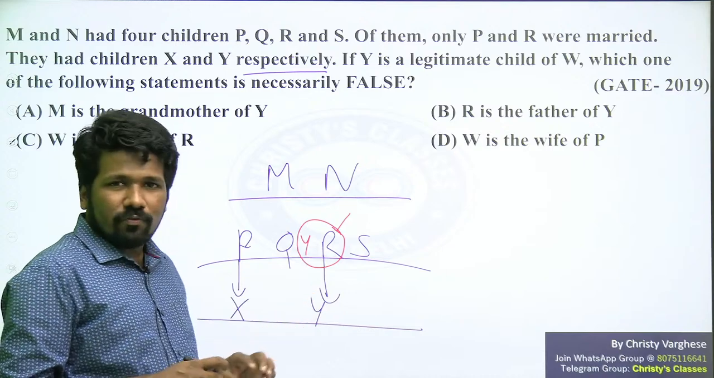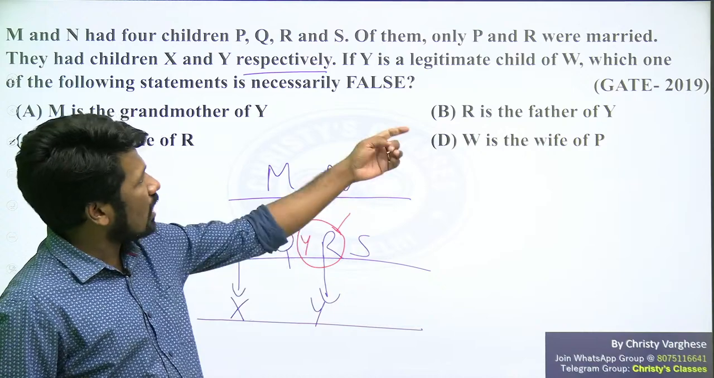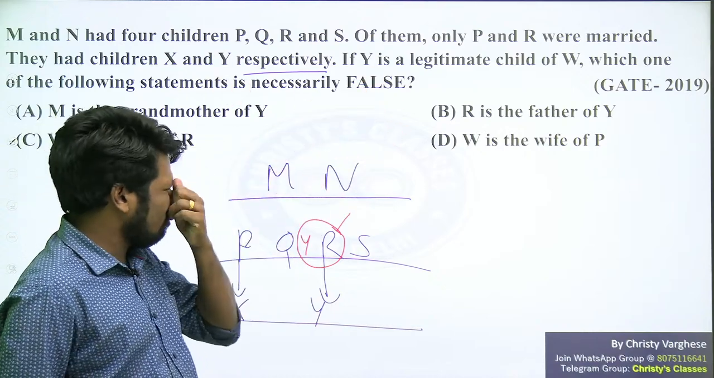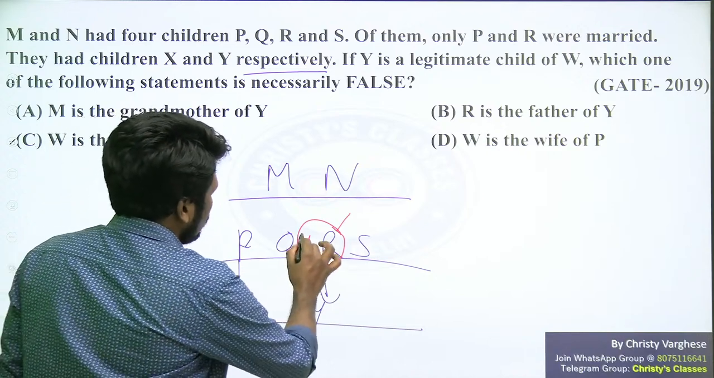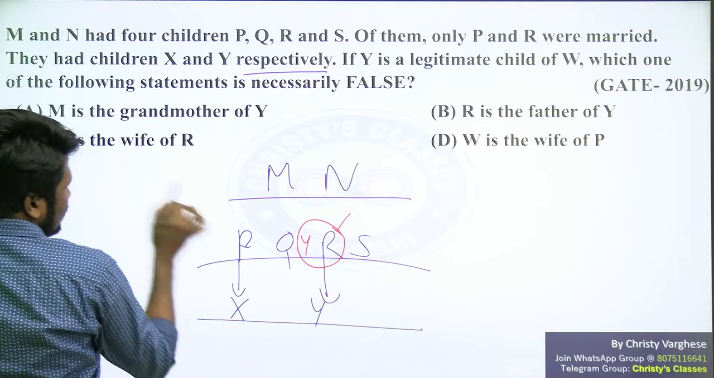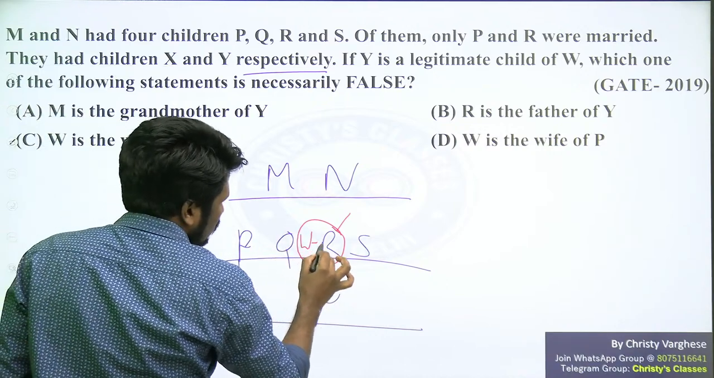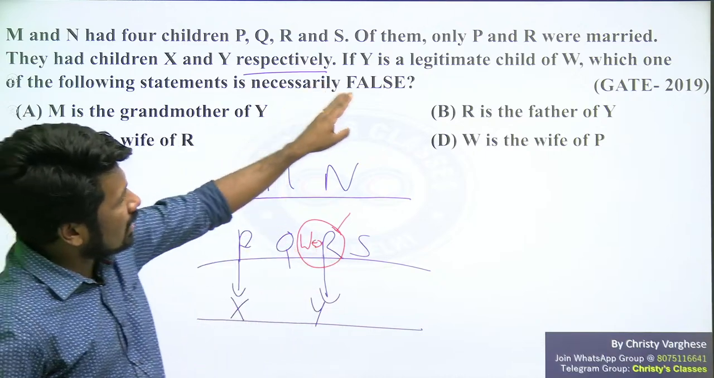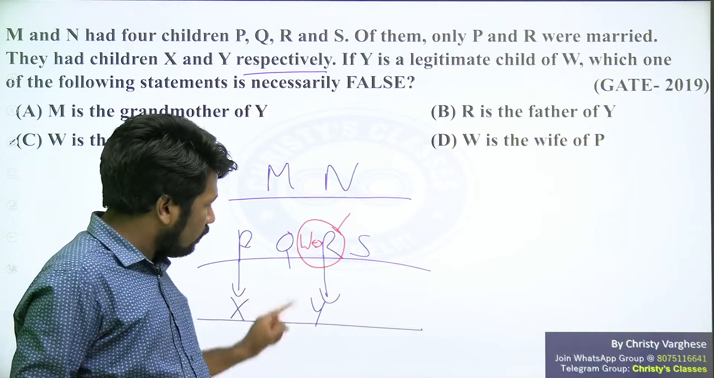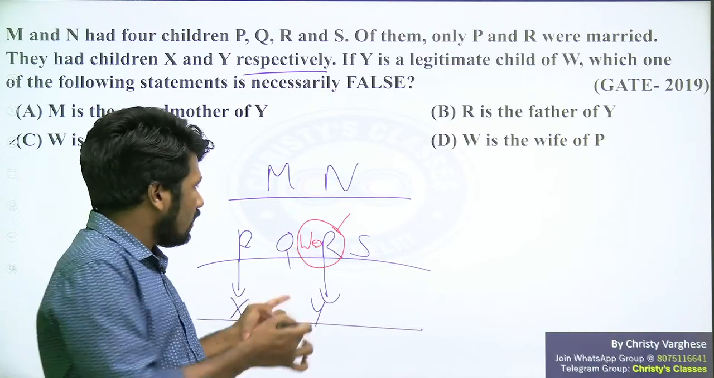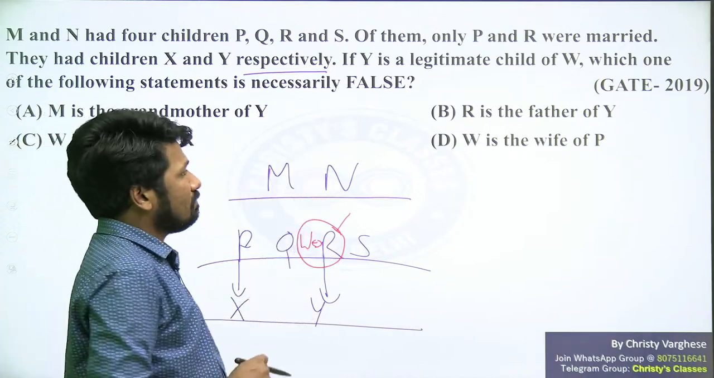Because for a person, there are two parents, mother and father. One parent is R, because the question says R's child is Y. Sorry, I think I wrote it wrong. Y is the child, W is the parent name. W and R should be married to each other. Why? Because Y is the legitimate child of W. So W is a parent of Y, R is a parent of Y. For both of it to happen, definitely W and R should be married, because their legitimate child is Y.